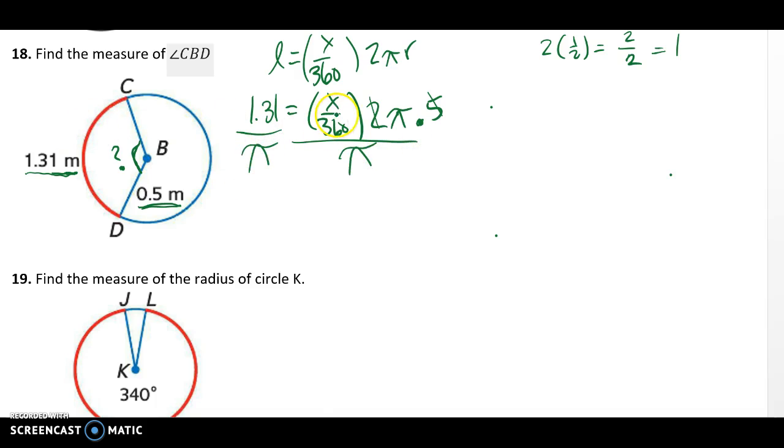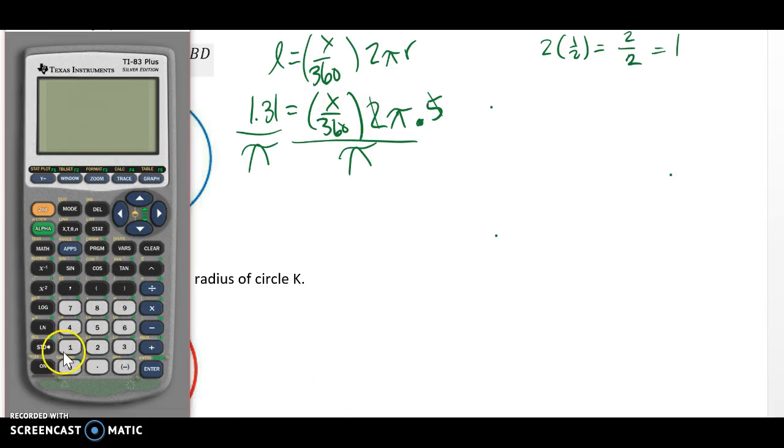Now I'll show you in the calculator because I don't want to confuse anybody. If we do 1.31 divided by pi, we're going to get this number right here. But notice you didn't have to know to cancel the 2 and the 0.5, because you could have just divided all that stuff. So we can divide by 0.5 pi and 2.